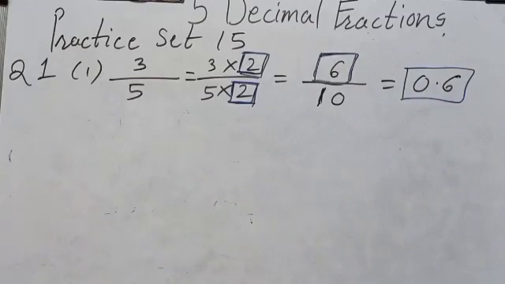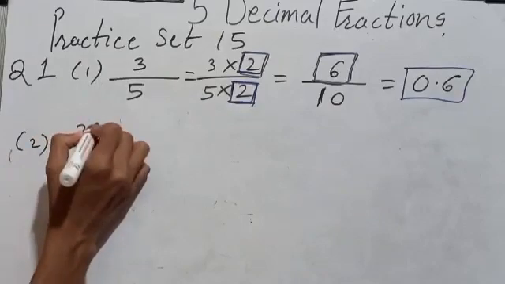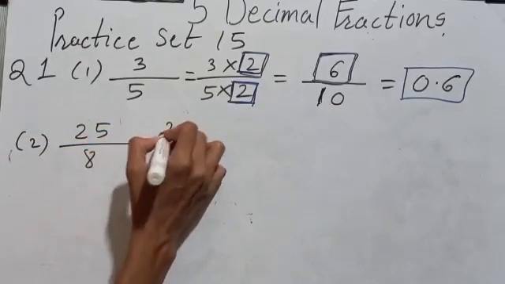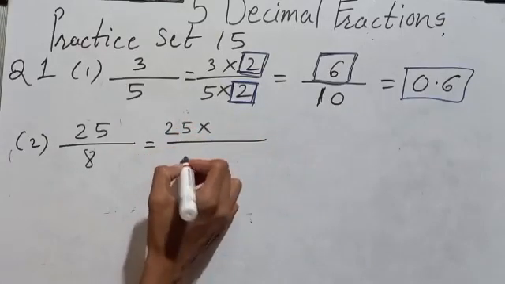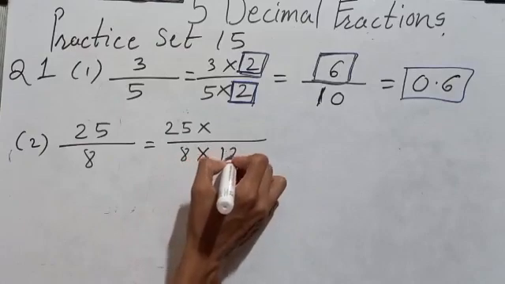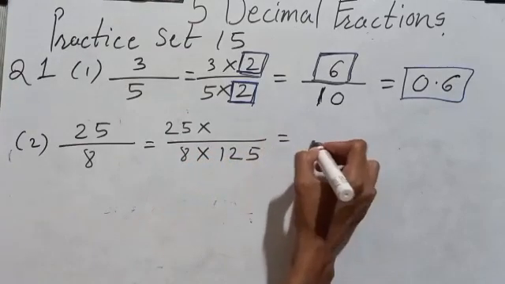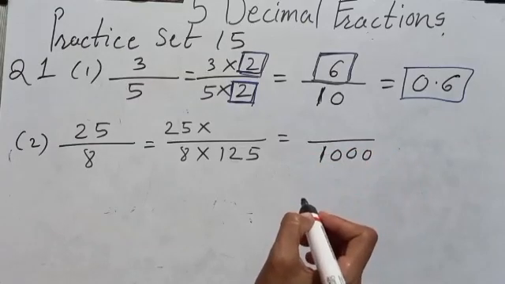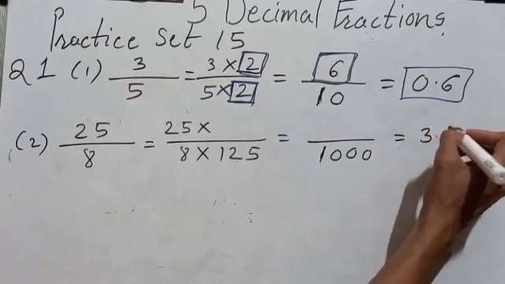Okay. Next is the second example, 25 upon 8. Now again here also you have to multiply 25 by dash upon 8 into 125, which is already given, is equal to dash upon 1000, is equal to 3.125.